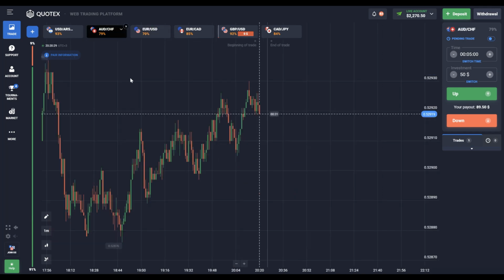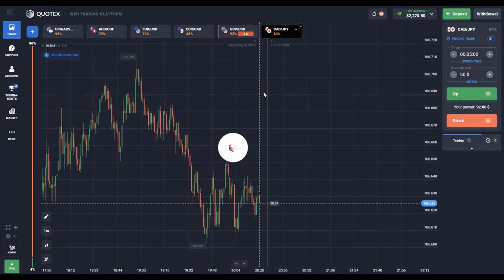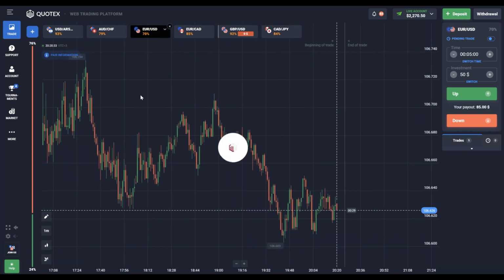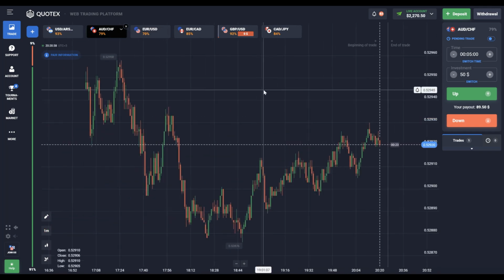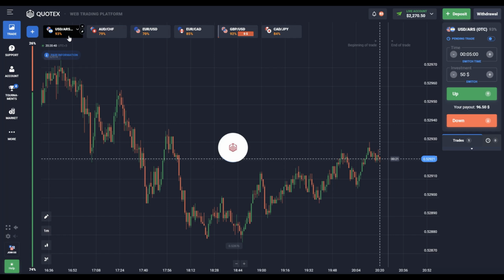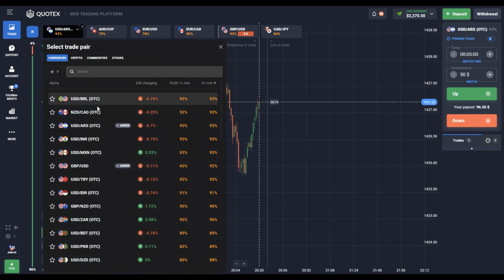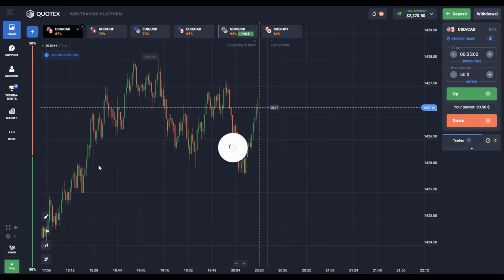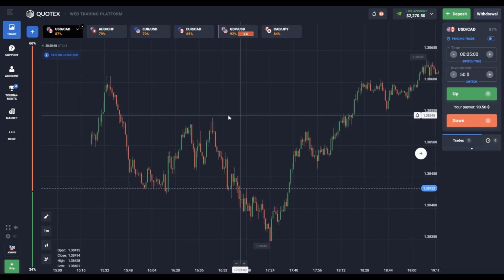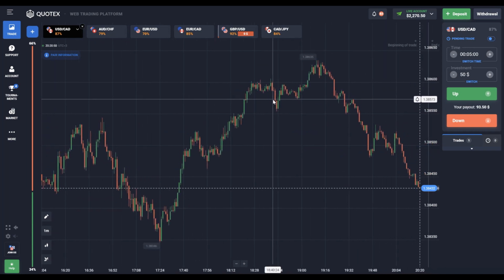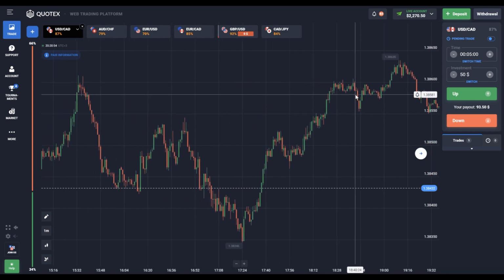Let's see what's happening with other assets. Perhaps there are additional entry points somewhere else. I personally don't trade on OTC assets, at least not with this trading strategy. There are other more reliable trading strategies for those assets. So, dollar to Canadian dollar.